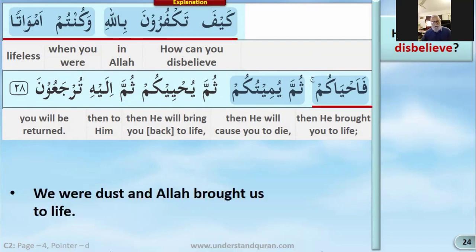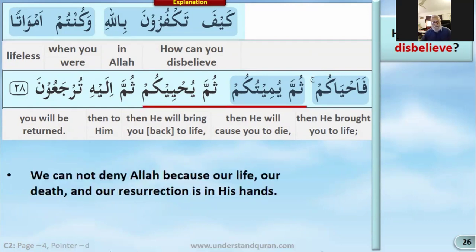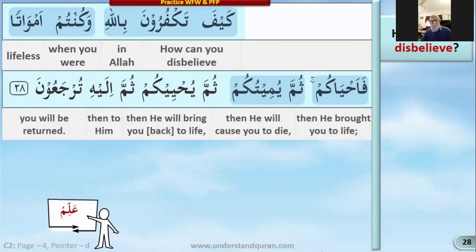We are dust and Allah brought us to life. Allah knows when and how we will die. And we cannot deny Allah because our life, our death, and our discretion are in His hands. We have to go back to Him. Therefore, we cannot afford to be careless. Alim, please, if you can, revise it.